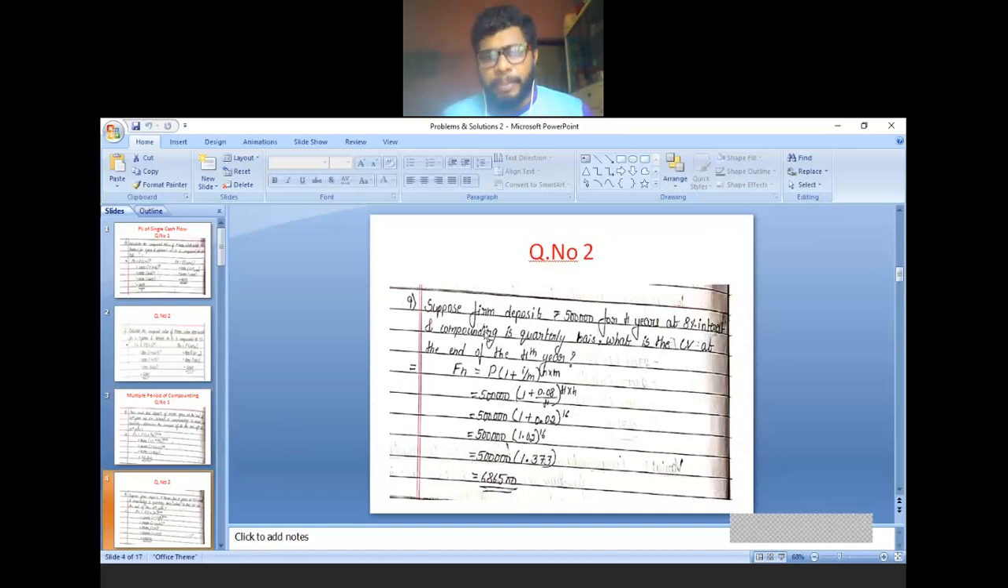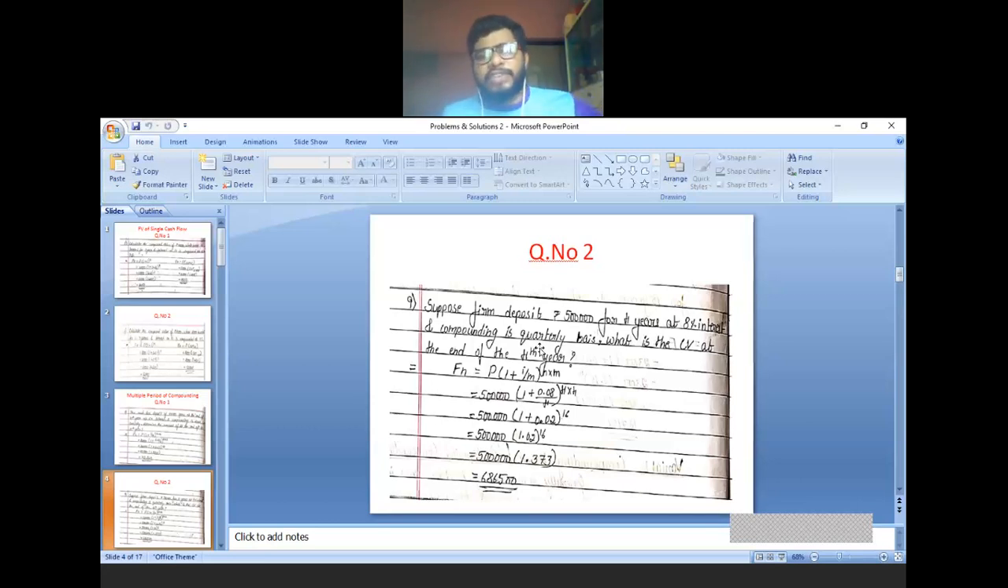Suppose a firm deposits rupees 5 lakh for 4 years at 8% interest, and compounding is quarterly. Immediately, when quarterly is given, it means m is given. m is equal to 4. So apply the formula where m is available in the formula. So compounding is on a quarterly basis.